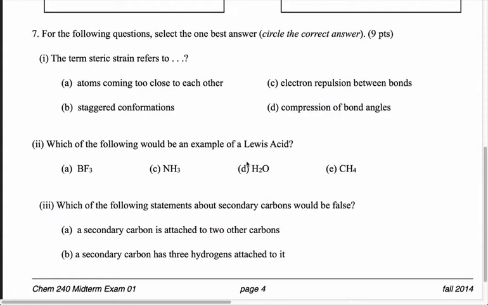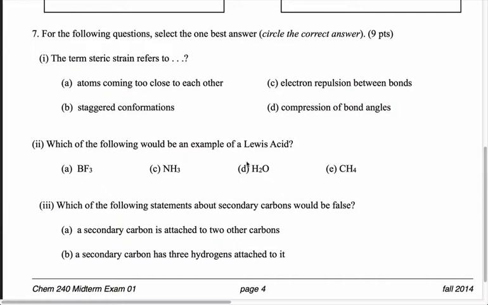In problem 7, we're looking at answering several questions, which is the best answer related to these questions, and there are a few different concepts in here. The first one involves the terms for strain energy that we've talked about in class. In this case, specifically the term steric strain and what does it refer to.